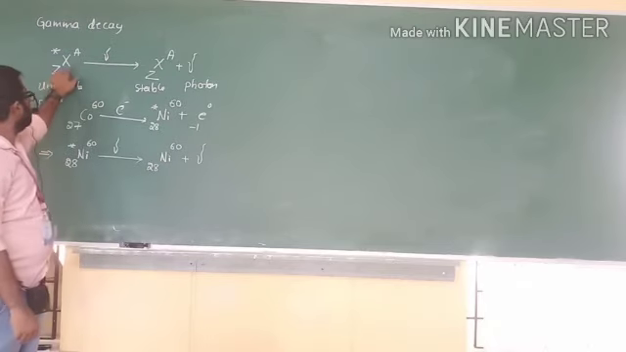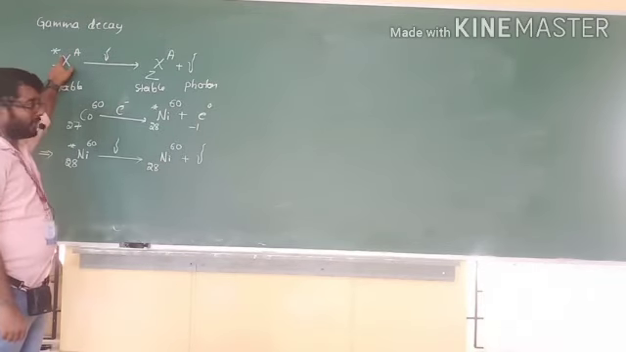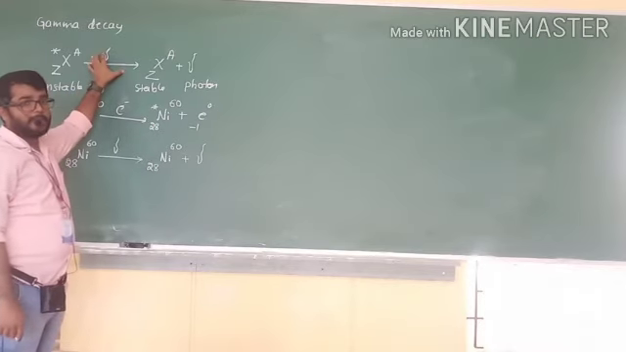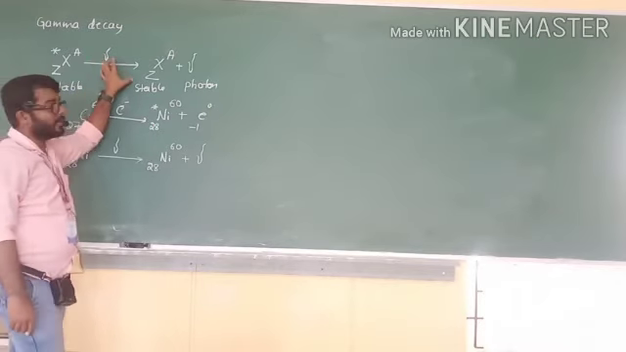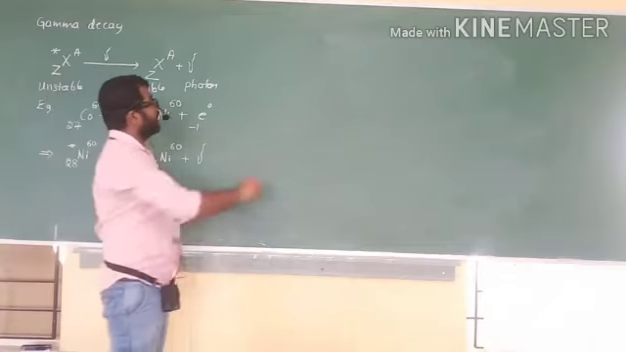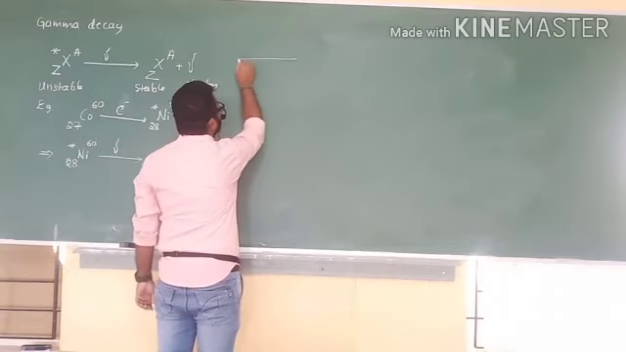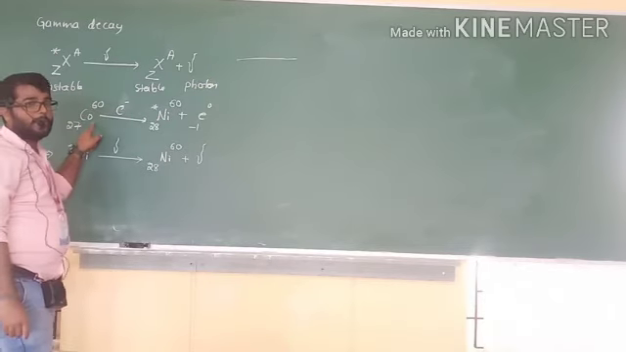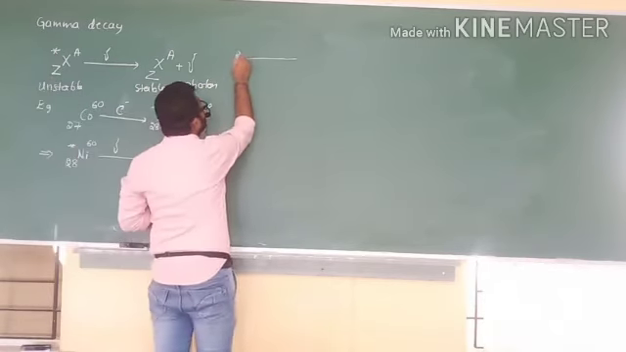The general reaction is written as ZXA star. This star indicates that it is unstable, in an excited state, and during gamma decay it will come to its stable state and emit the gamma photon. Let me take one example: 27 cobalt 60. This will be the radioisotope, that is, an isotope that exhibits radioactivity.